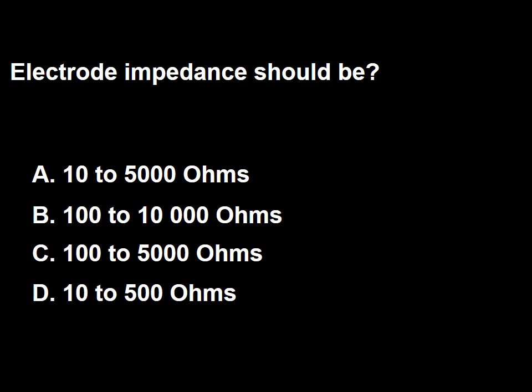The next question is, electrode impedance should be A. 10 to 5,000 ohms, B. 100 to 10,000 ohms, C. 100 to 5,000 ohms, D. 10 to 500 ohms. The answer is C. Electrode impedance should be kept between 100 to 5,000 ohms.